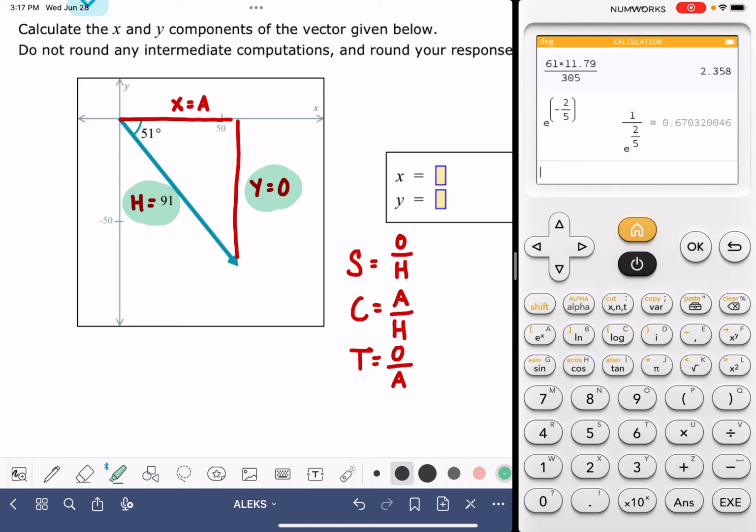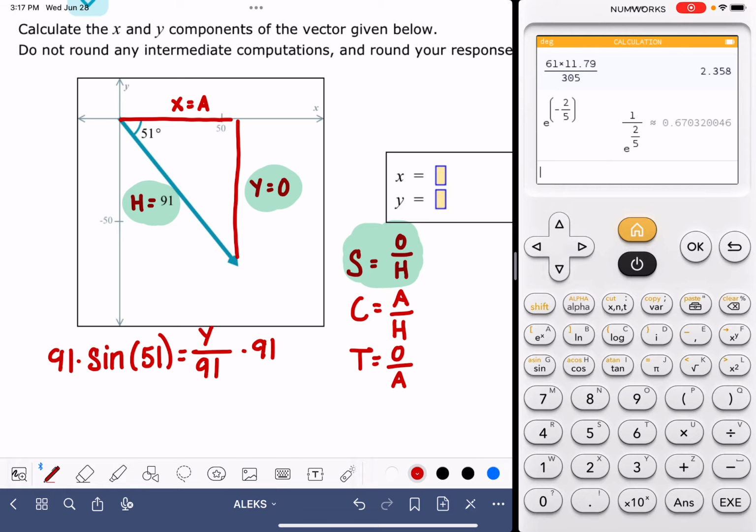We're going to be using the opposite and the hypotenuse side, and that relationship is the sine relationship. So we know that the sine of our angle, which is 51 degrees, the sine of our 51-degree angle is going to be equal to the opposite side, or I'm going to write that as the y component of the vector divided by the hypotenuse, which is 91. So doing a little bit of algebra here, letting those 91s cancel out, we can solve for y.